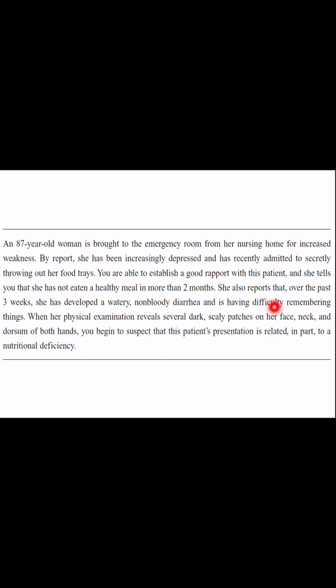She also reports that over the past 3 weeks, she has developed a watery, non-bloody diarrhea and is having difficulty remembering things. So, diarrhea and dementia. A physical examination reveals several dark, scaly patches on her face, neck, and dorsum of both hands, dermatitis, and you begin to suspect that the patient's presentation is related to a nutritional deficiency, and that is niacin.